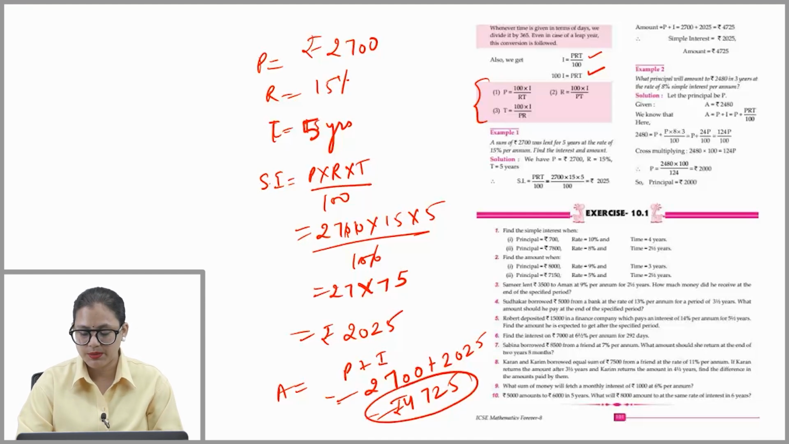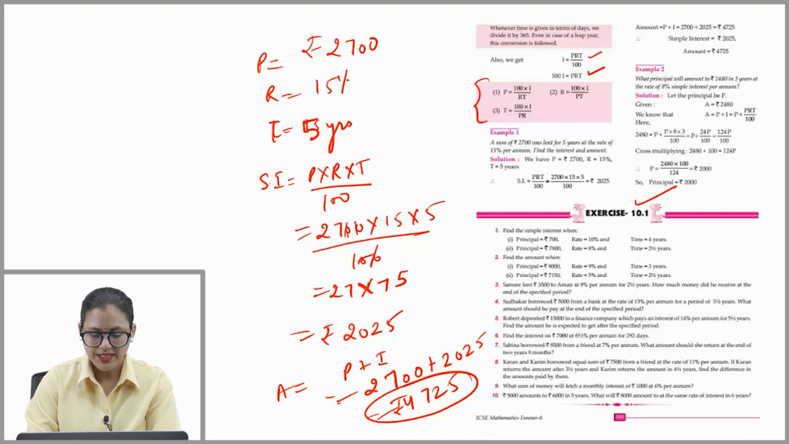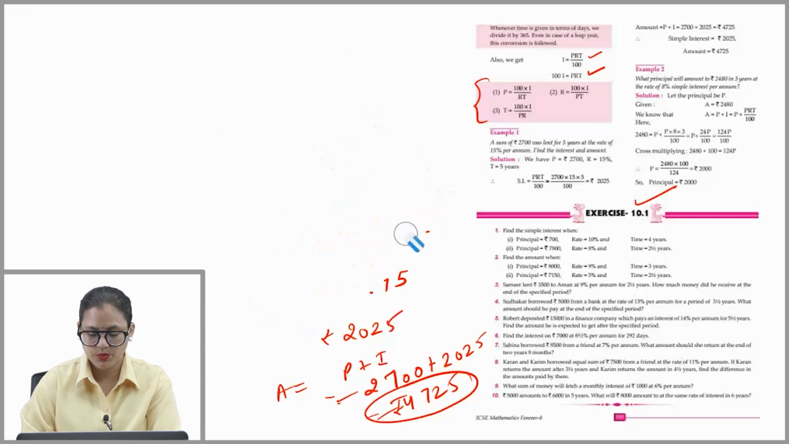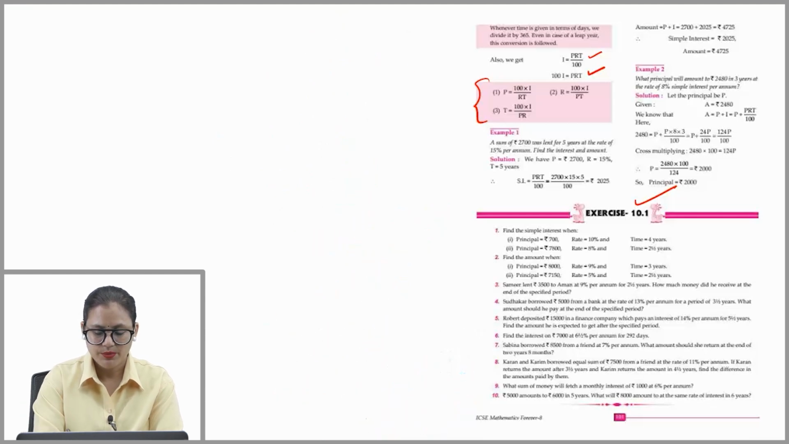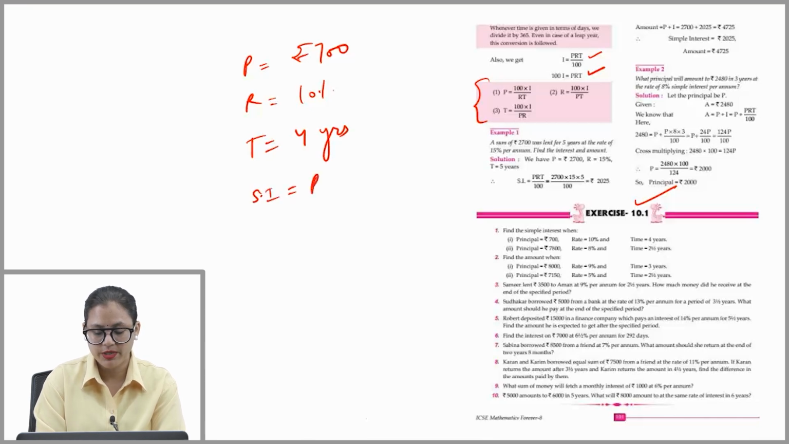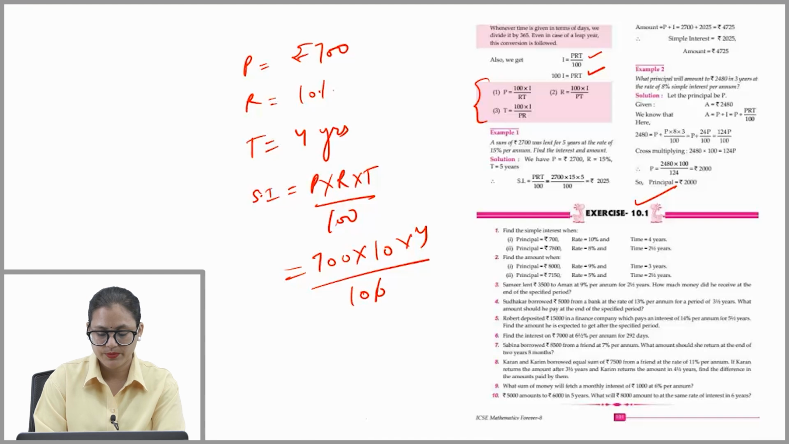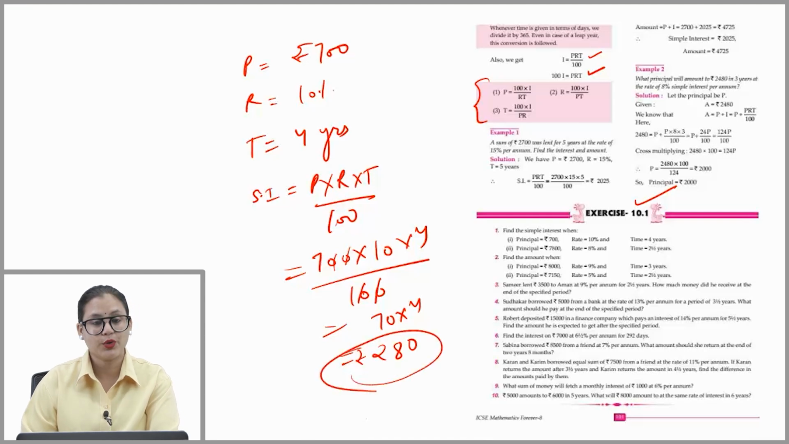Okay, now let's do exercise 10.1. Find the simple interest when principal, rate and time are given. Let's do question number 1 of exercise 10.1. Principal is rupees 700. Okay, rate is 10% and time is 4 years. So simple interest is, you know the formula, P into R into T upon 100. Principal is 700, rate is 10, time is 4 upon 100. 7 into 10, 70 into 4, that is 280. This is the interest. Okay.